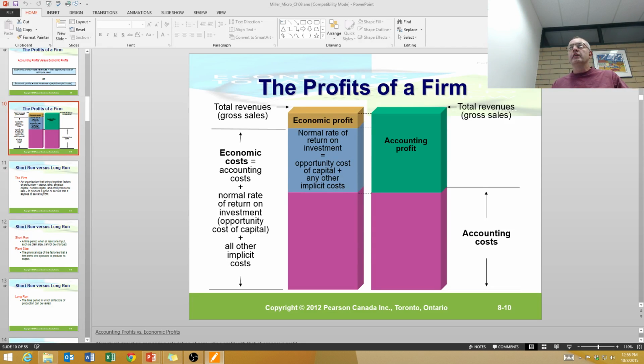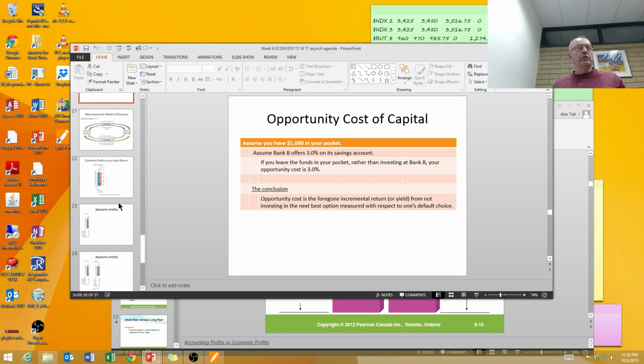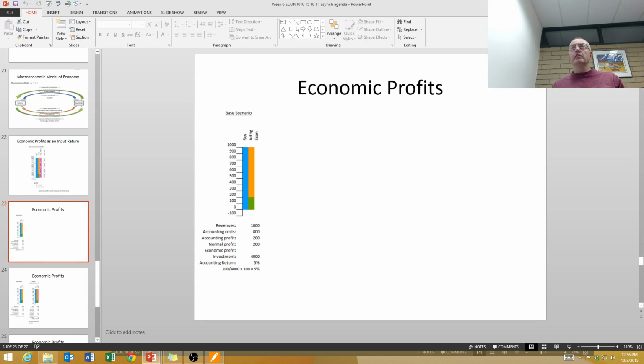So let's see if I can find that. I just have to look for it here. Oh, there we go. This is not as large as we might wish, but anyways, what the heck.